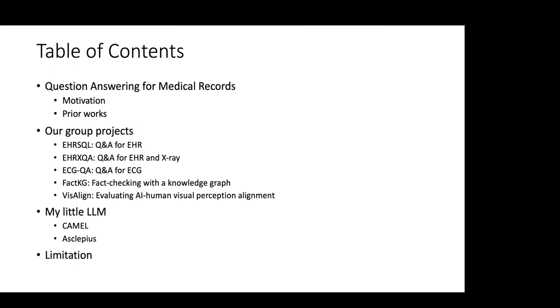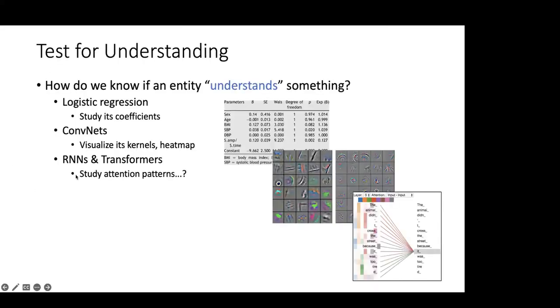So let's dive in. The reason that I'm interested in QA is because I want to use it as a form of evaluation. So to ask the question, how do we know if something understands something? An entity could be people, like humans, or dogs, or cats, or even mice, or functions like logistic regression, like machines. So how do we know if an entity understands anything?